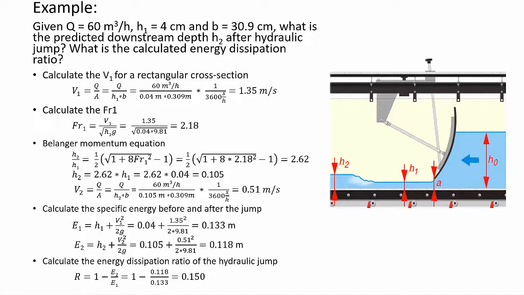Now we are ready to calculate the specific energy before and after the jump. According to the equation, E equals H plus V squared divided by 2g, we can get E1 equal to 0.133 meters and E2 equal to 0.118 meters. Finally, we can calculate the energy dissipation ratio of the hydraulic jump, R equal to 1 minus E2 divided by E1. The result is 0.150.